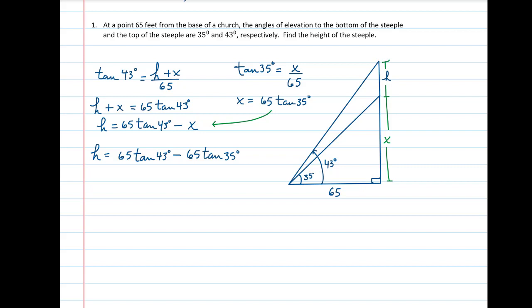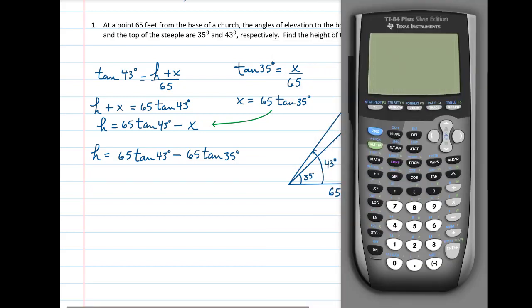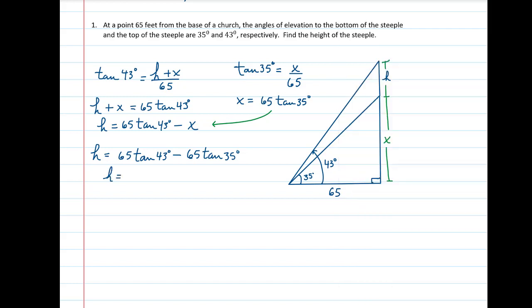Now the rest is just calculator, so we go ahead and put it in our calculators here. We have 65 first, 65 times tangent of 43, and remember I've already changed my mode to degrees, so make sure you keep it in degrees, minus 65 times tangent of 35 degrees. We hit enter. Let's see, height is equal to 15.1 feet.